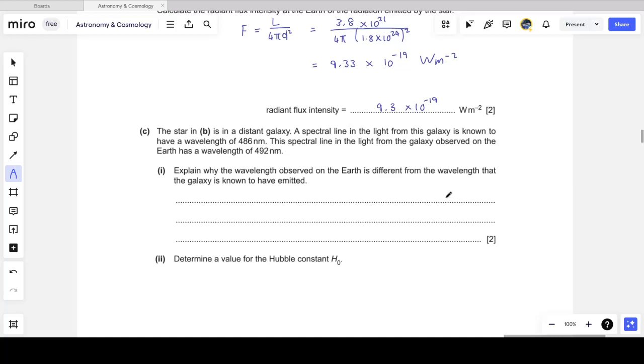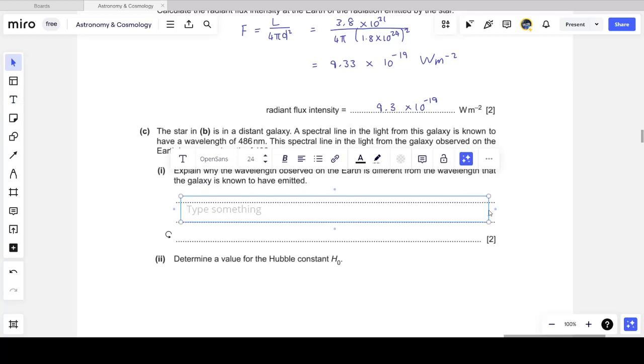So essentially, the spectral line coming from a galaxy, maybe from a star, we know the star to have a composition of maybe hydrogen, but instead of the line appearing at 486 nanometers, it appears at 492 nanometers. So the entire line spectrum is shifted towards the red end of the spectrum, shifted towards the left. And why does this happen? Well, explain why the wavelength observed is different. So we have to explain, not just state. And what does it mean?